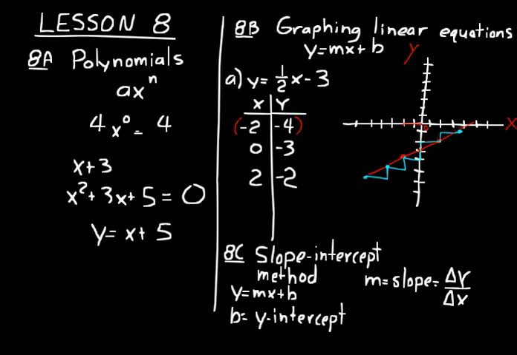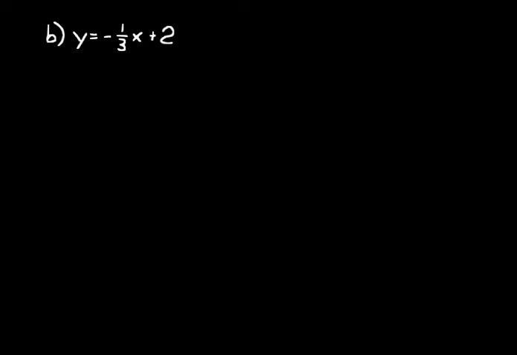Therefore, if you understand what slope means and then you know what the y-intercept is, you can just use those two properties of the equation of a line to graph a line. Look at practice problem B. Let's use the slope-intercept method to graph that equation of a line.